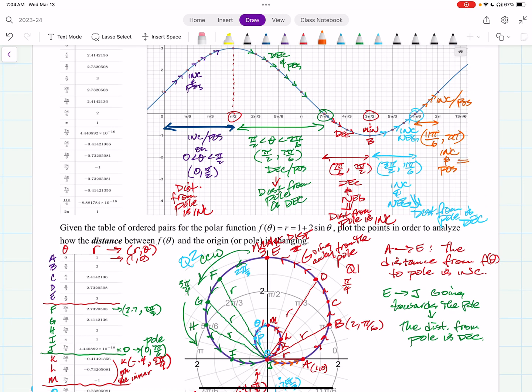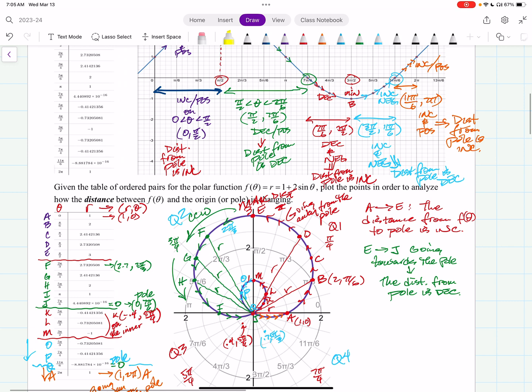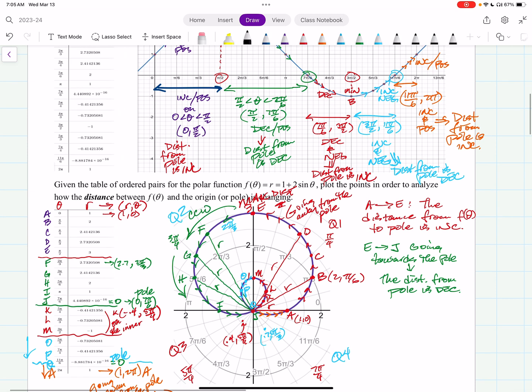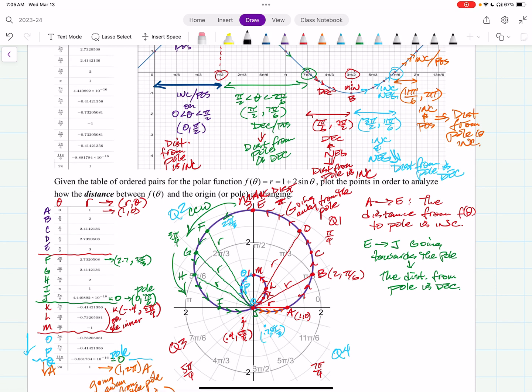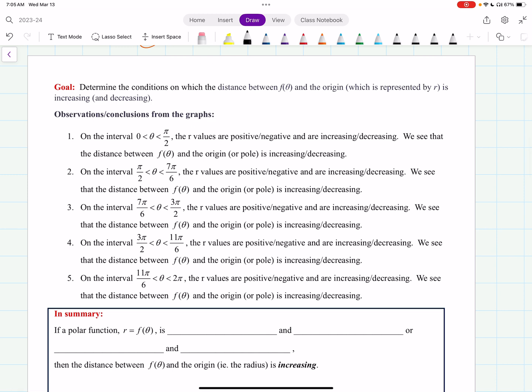So what does this tell us? It means the distance from the pole is increasing. And now we can summarize everything. Okay, so here we go. These are the conclusions that I just wrote down in the graph above. And now we just need to summarize. On our first interval from 0 to pi over 2, check this out. The function's increasing and positive, and the distance is increasing.